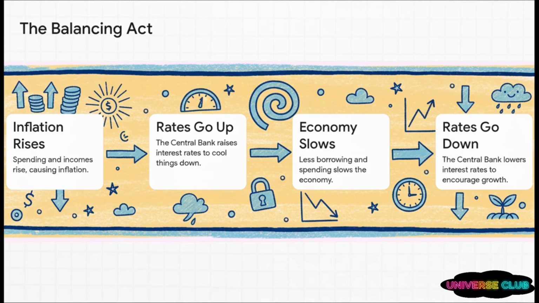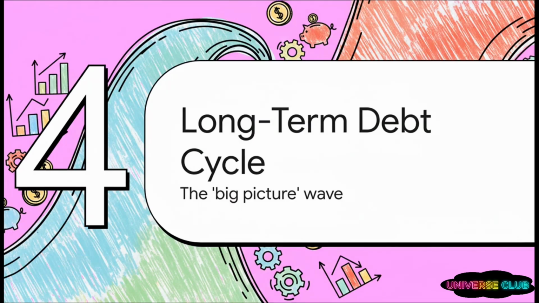So what do they do then? You guessed it, they lower interest rates to get people borrowing and spending again. And the whole cycle starts all over. It's this constant balancing act. But here's the thing. Hiding underneath all those little 5 to 8 year cycles is a much bigger, much slower, and frankly, much more dangerous wave.